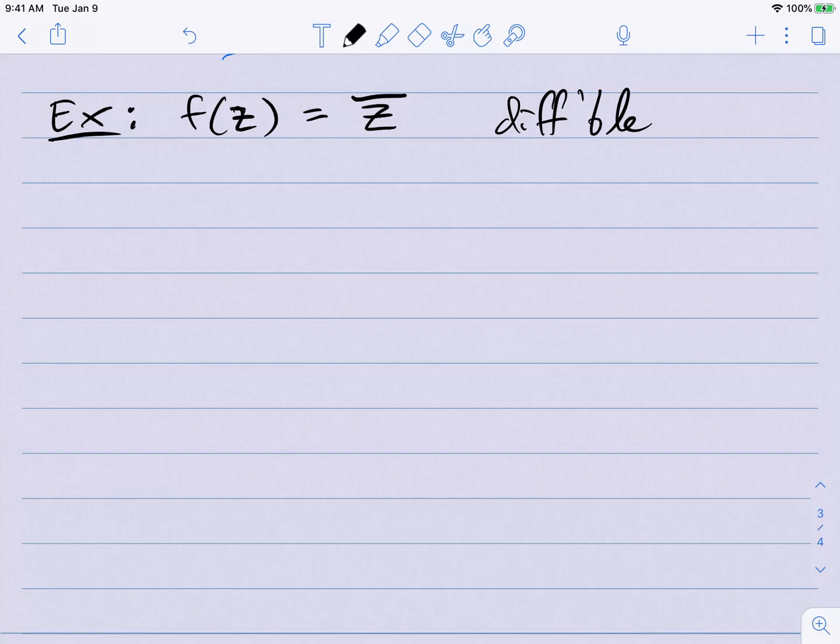One other example, which I'll leave as an exercise. This is sort of another incredibly simple function, just the conjugate. See if you can figure out if this is differentiable or not. If you want to keep your life simple, first try it at z equals 0. And okay, that's it, but we'll talk about this stuff more in class.